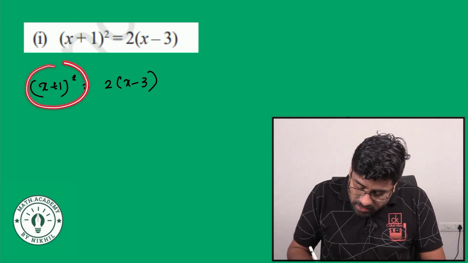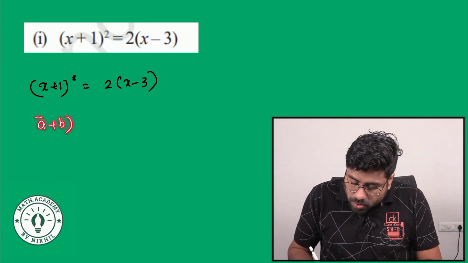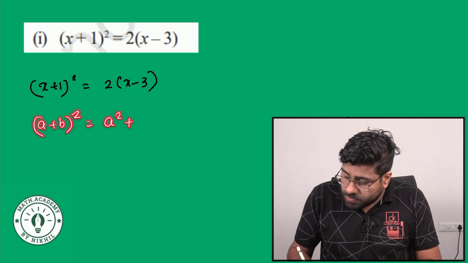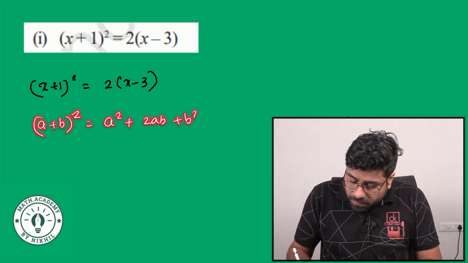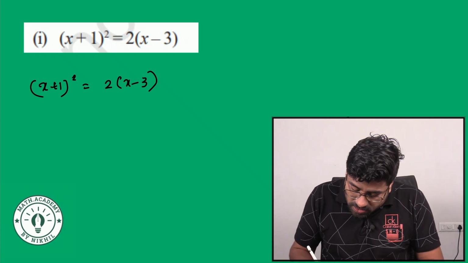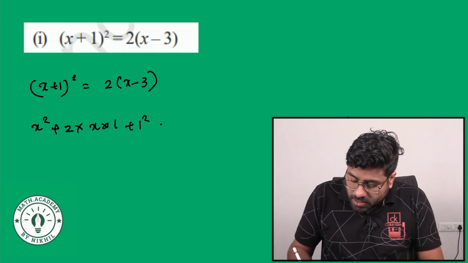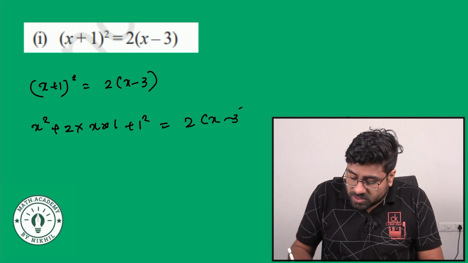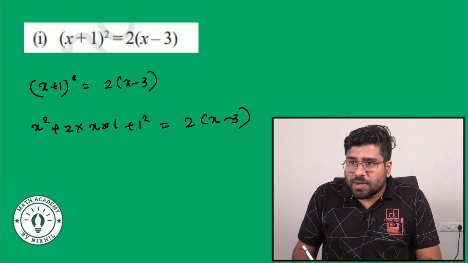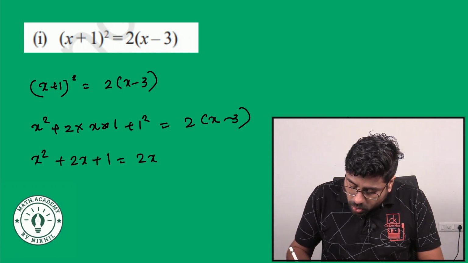You can see that this expression is similar to the expression a plus b the whole square that we had studied. So this is going to be a square plus 2ab plus b square. So that is going to be x square plus 2ab, meaning 2 into x into 1, plus 1 square, which is equal to 2 into x minus 3. Now let's again simplify this expression. So that is going to look like x square plus 2x plus 1 is equal to 2x minus 6.